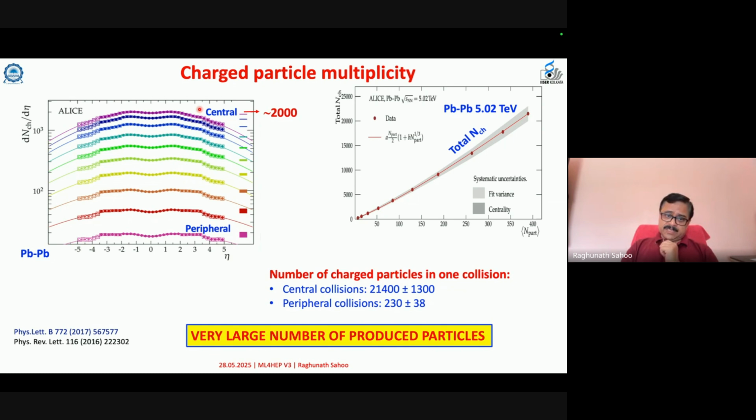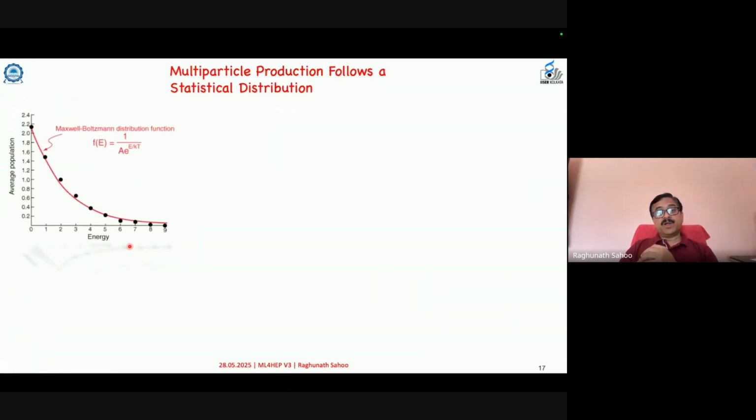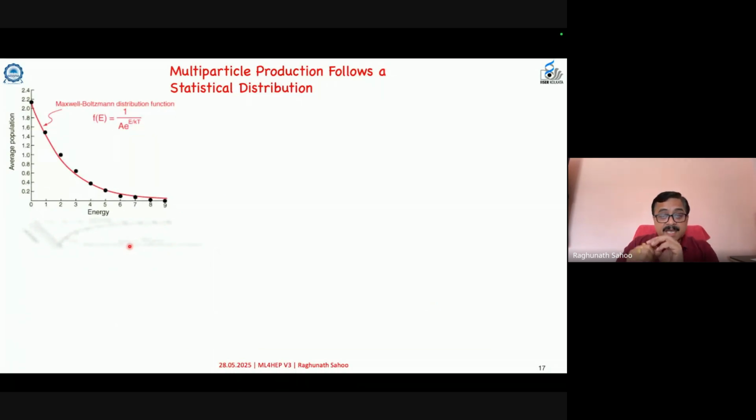This is a central collision, where a larger number of participants take part in the collision, and we expect more particles to be formed, compared to a peripheral collision, where less particle formation is expected. So we see the expected behavior in our experiment. And this multi-particle production follows statistical behavior, because I promised that I would explain that we go to a domain with extreme conditions of temperature and energy density. If that is the situation, I should be in a position to determine the temperature of the system.